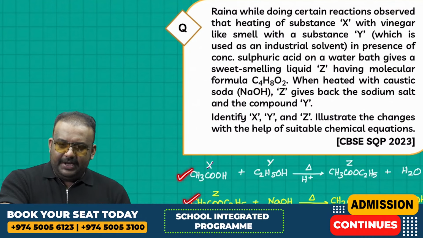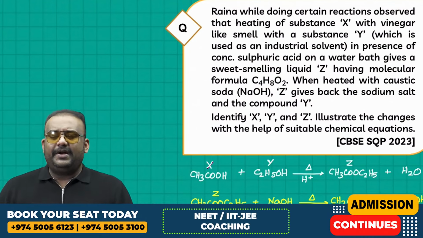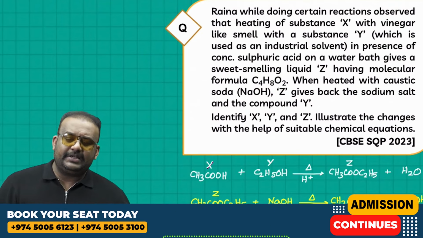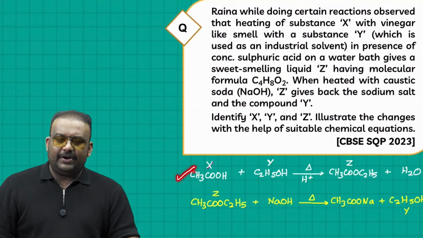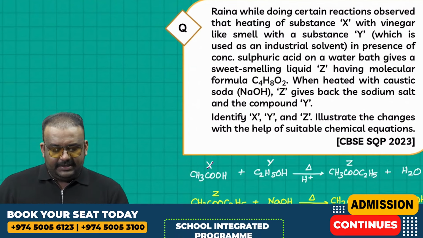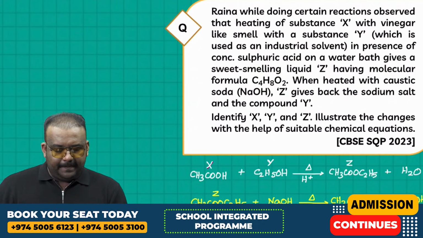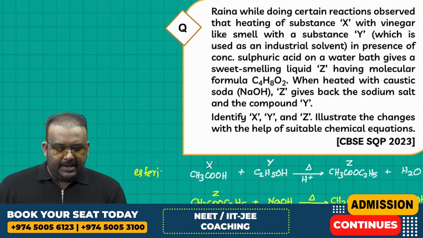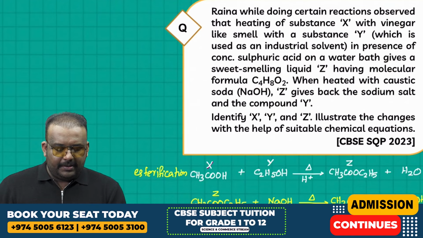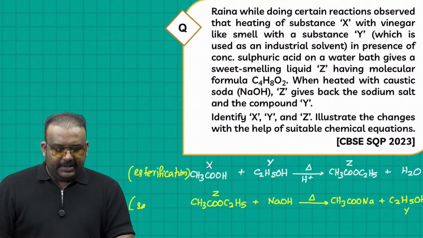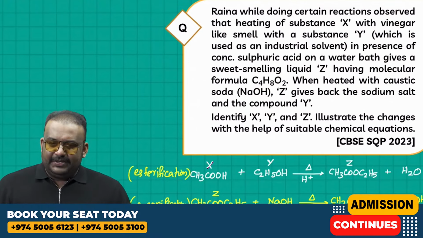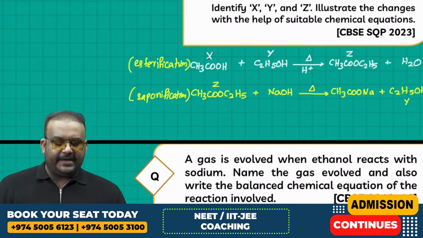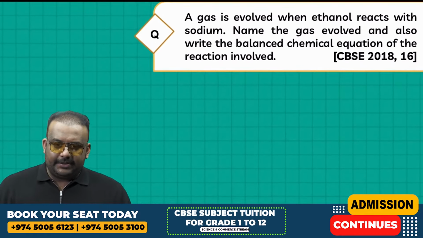So it's very easy to do these kinds of questions provided you are thorough with the concepts and the reactions in that chapter. So the first reaction that I illustrated here is called esterification, whereas the second reaction is saponification. So this is esterification and this is saponification. Right? So this question is also clear? Okay, perfect. Now let's look into the next question.